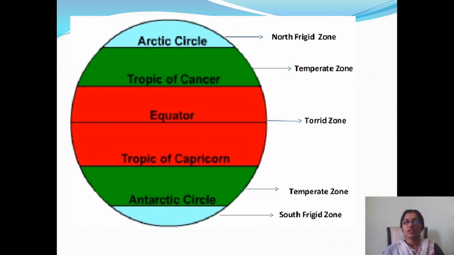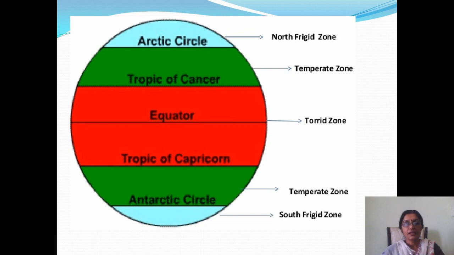Equator is 0 degree, then it's Tropic of Cancer 23.5 degree north, Arctic Circle 66.5 degree north. Tropic of Capricorn lies in southern hemisphere 23.5 degree south, Antarctic Circle 66.5 degree south. These are the main latitudes. Latitudes are circles.